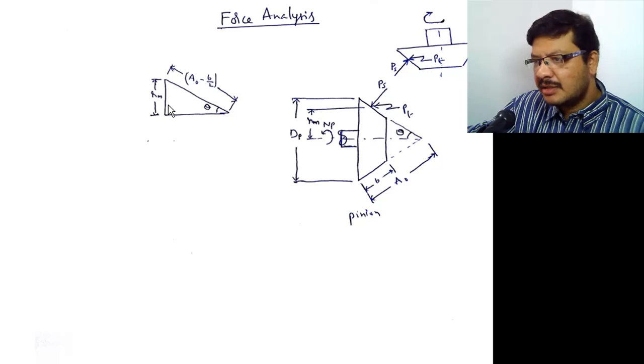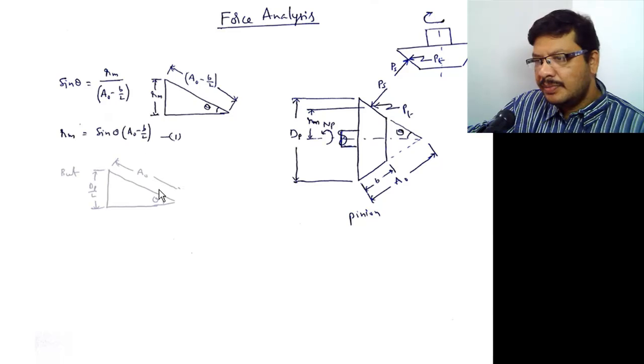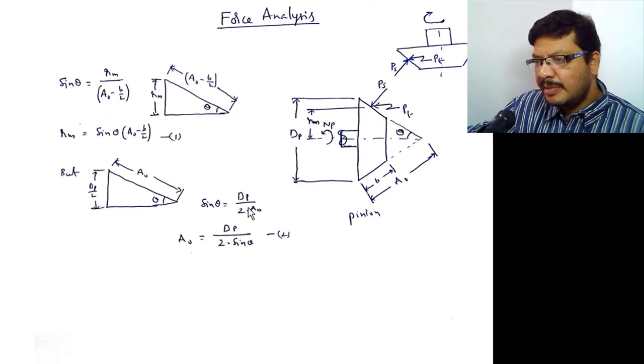Then it will be something like this. This is theta. Then if you take sin theta equal to the opposite side Rm by the hypotenuse, that is A0 minus B/2. So the Rm value is sin theta into A0 minus B/2. To get the A0 value, consider another triangle, that is DP, this total distance, divided by this A0. That is the sin theta value, DP by 2 A0. Then A0 equals DP by 2 sin theta.